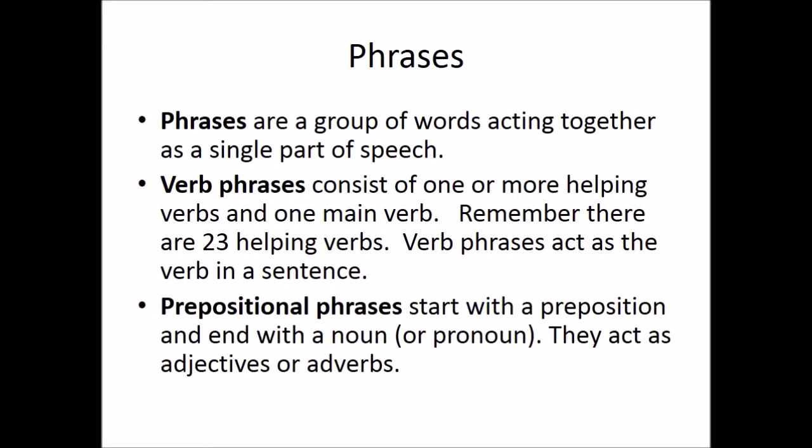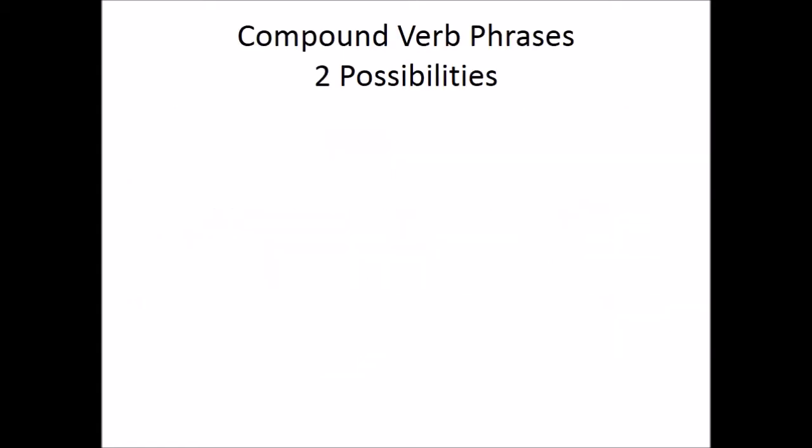Prepositional phrases start with a preposition and end with a noun or pronoun. We call that noun in a prepositional phrase the object of the preposition. And prepositional phrases act as either adjectives or adverbs in the sentence. Okay, so this is a little review about phrases because we are now going to learn how to diagram compound phrases. So we're going to start with verb phrases. There are 2 possibilities with verb phrases.